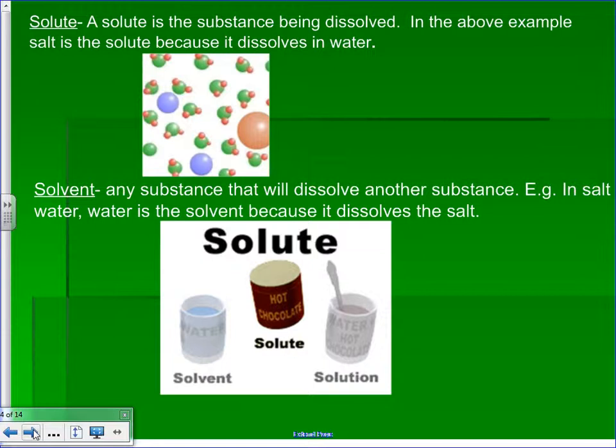Solutes, so terminology again. Solute is the substance that is being dissolved. So salt in water, salt's the solute. If you're making hot chocolate, the powder is the solute. Water or milk, whatever you're dissolving it in, is the solvent. Solvents are any substance that will dissolve something else.